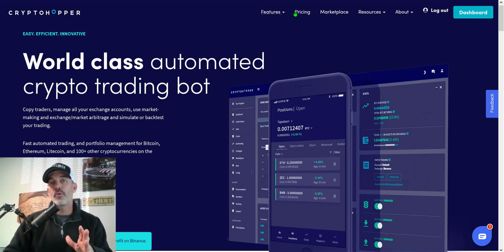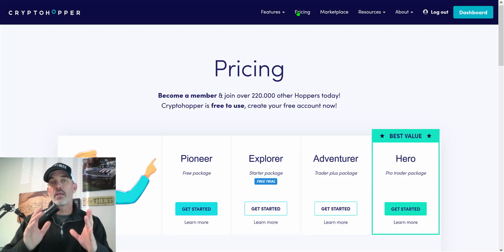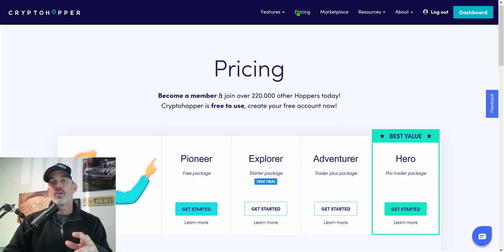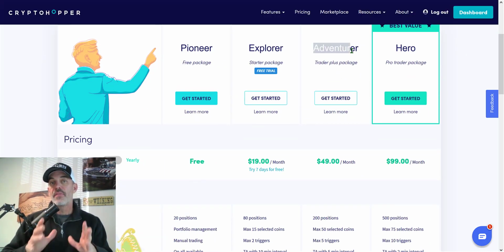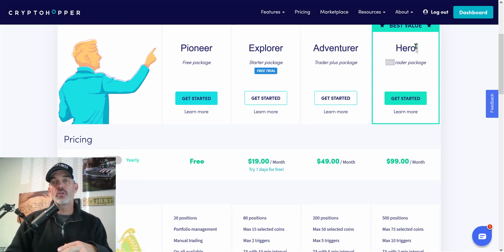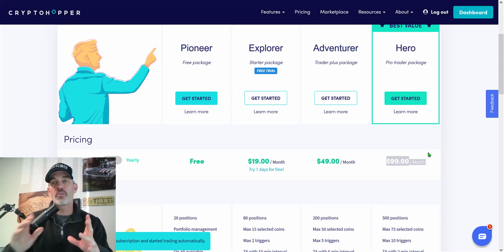And with that being said, in order to deploy the arbitrage bots, you will need at a minimum their adventure subscription, and that will open up the exchange arbitrage side of the bot. But in order to take advantage of both the exchange and the market arbitrage bot, you'll need the hero subscription, and that will cost you $99 a month.